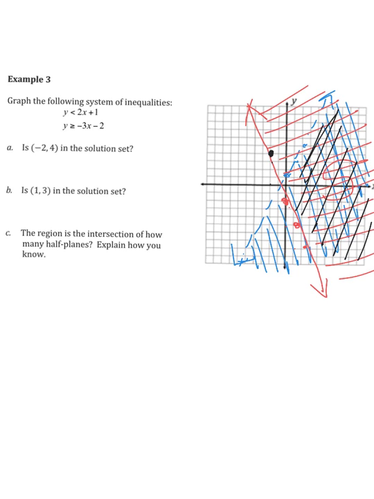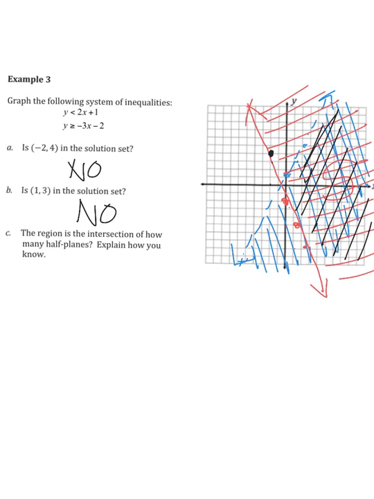Is (1, 3) in the solution set? So 1, and 1, 2, and 3. It is not in the solution set, although it appears as though it may be. The reason why it is not is because the first inequality, the blue dashed line, is not including that value. So it's not in the common solution set. So the answers to both of these are no.